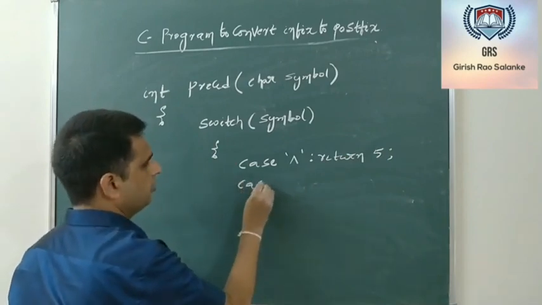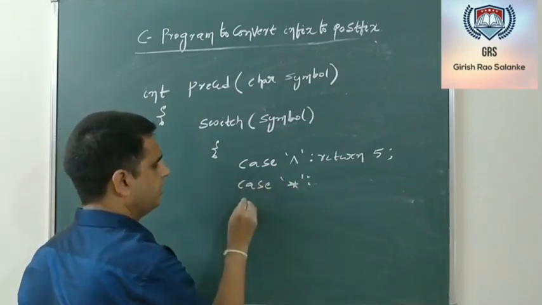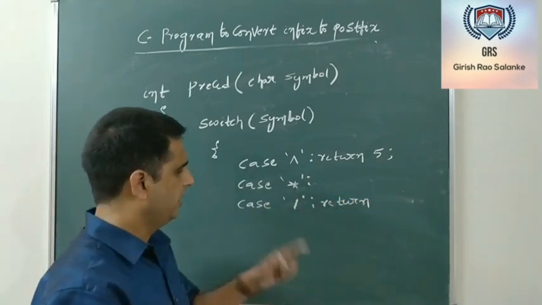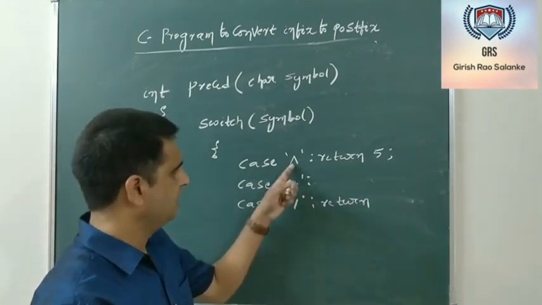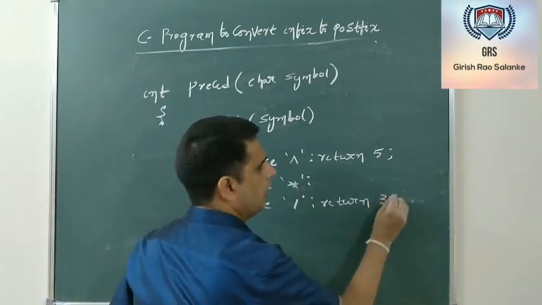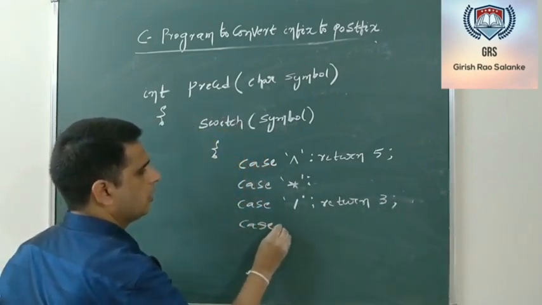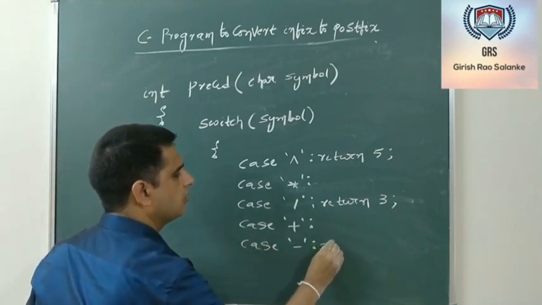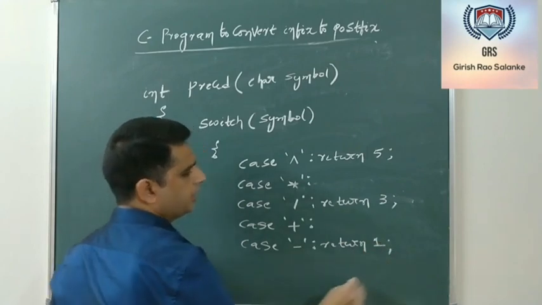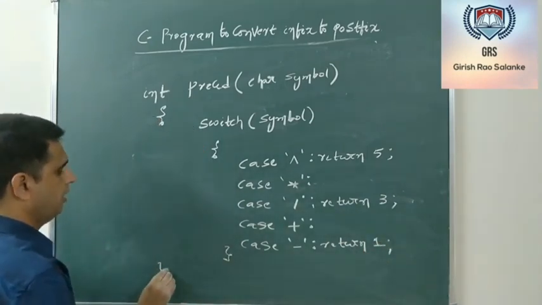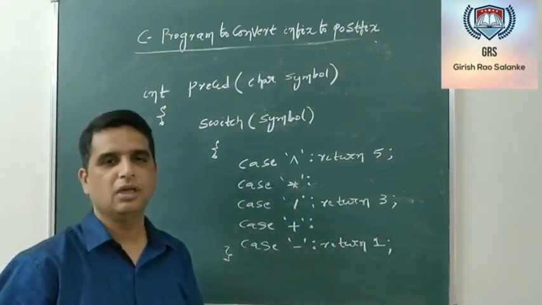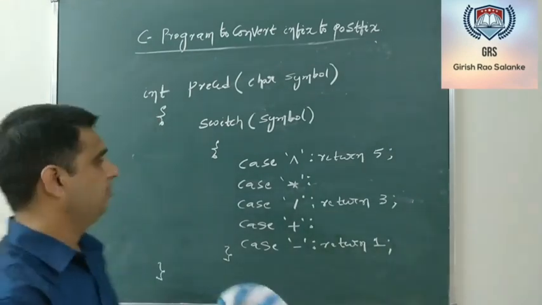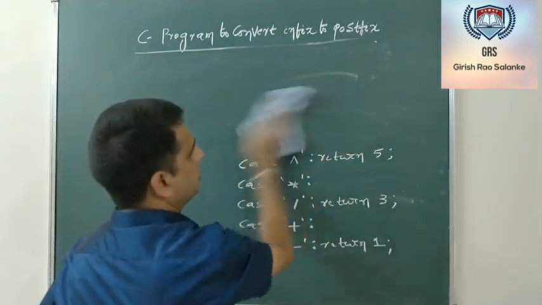Next, if the operator is multiplication or division, I should have a value greater than that associated with plus and minus but lesser than the exponential. So I'll have it as 3. Now case plus, case minus, return 1. Close this statement and close the precede function. This is about the precedence function. Hope this is clear. We are left with only the main function. We'll complete that main function within one or two minutes.